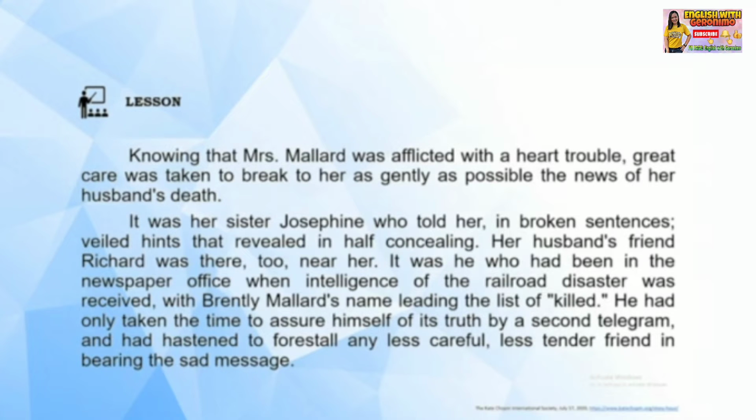Knowing that Mrs. Mallard was afflicted with a heart trouble, great care was taken to break to her as gently as possible the news of her husband's death. It was her sister Josephine who told her in broken sentences, veiled hints that revealed in half concealing. Her husband's friend Richard was there too near her. It was he who had been in the newspaper office when intelligence of the railroad disaster was received, with Brentley Mallard's name leading the list of killed. He had only taken the time to assure himself of its truth by a second telegram, and had hastened to forestall any less careful, less tender friend in bearing the sad message.